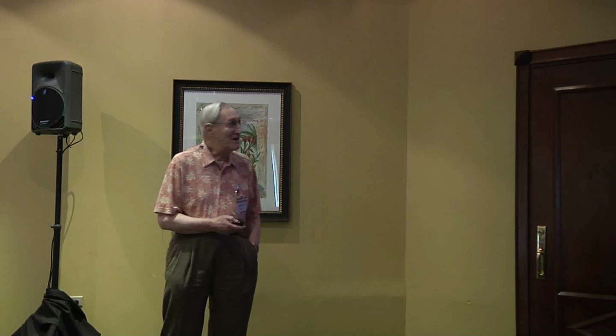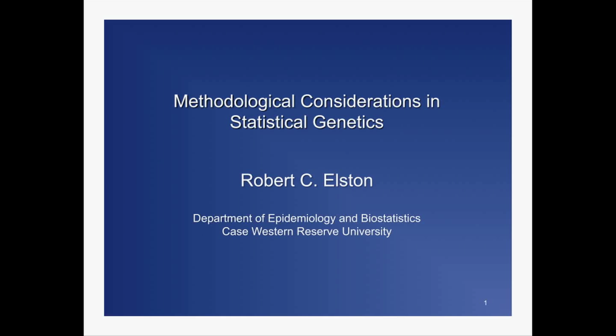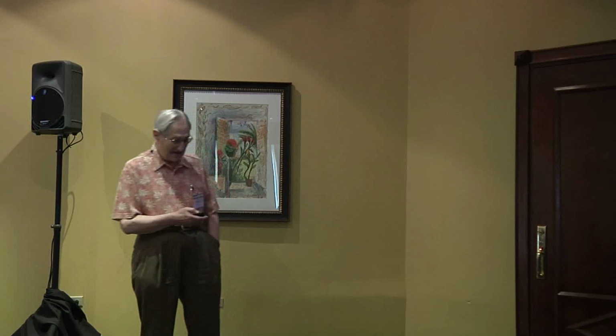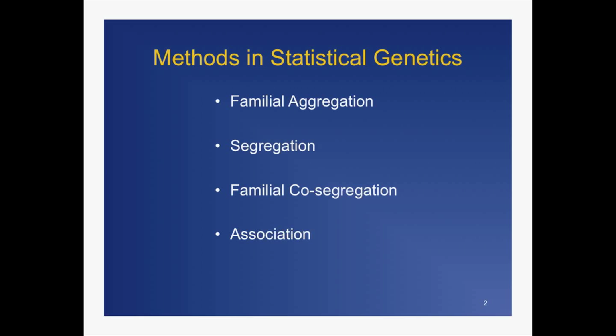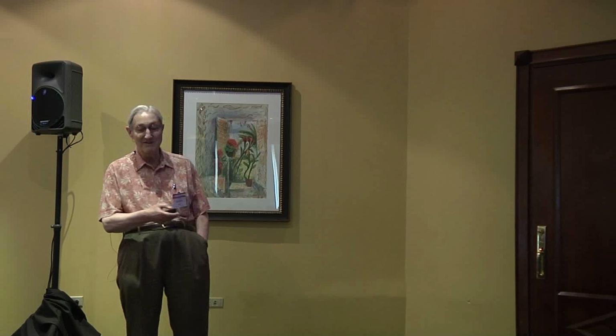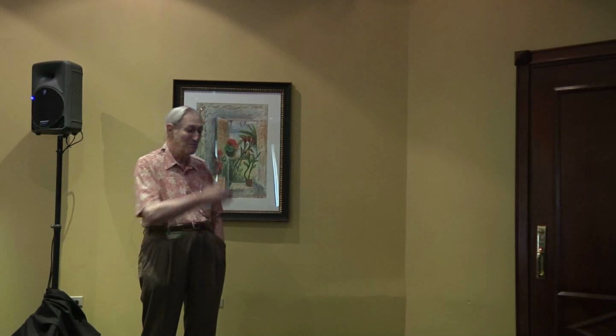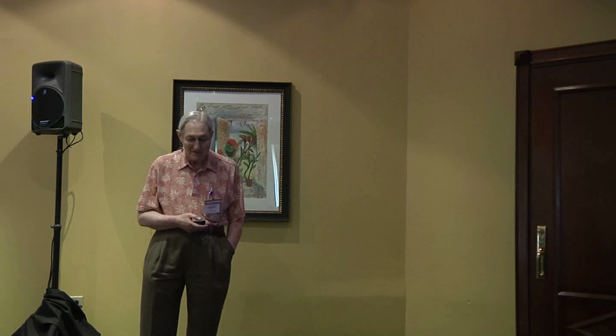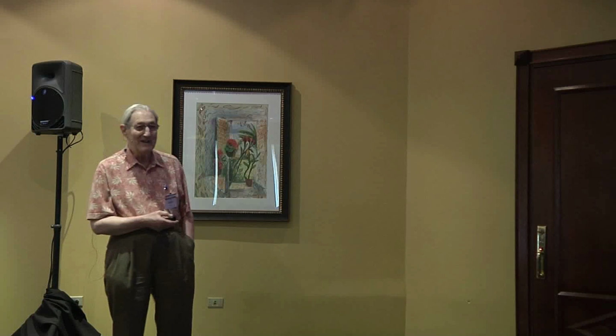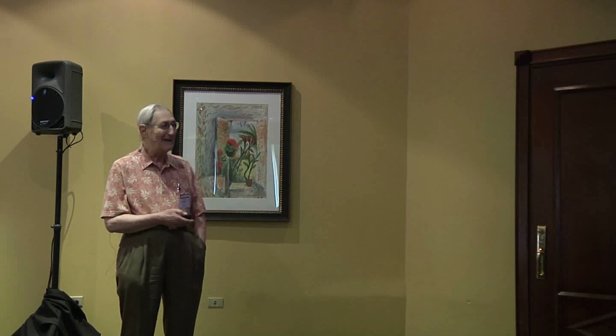All right, so this also was a title given to me, and we will do what we can with it. Methods in statistical genetics, well, there have been, at least in human genetics, we first of all want to know if something we're interested in has familial aggregation, then we look for segregation, then familial co-segregation, otherwise known as linkage analysis, and then association. This has been the paradigm, a very old one, which all of a sudden has disappeared. But nevertheless, I think some of it will come back.